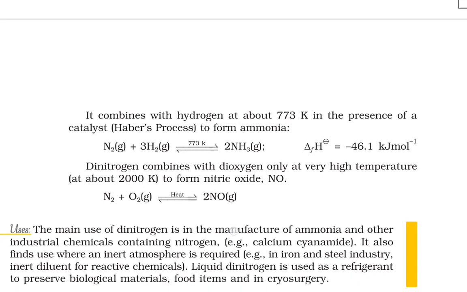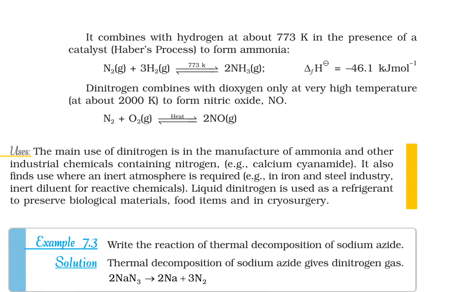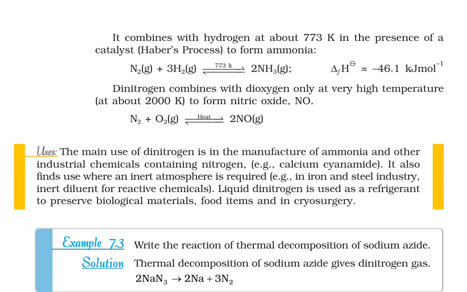Dinitrogen combines with dioxygen only at very high temperature, at about 2000 Kelvin, to form nitric oxide, which is NO. The reaction is N2 plus O2 gas, when heated, forms 2NO.